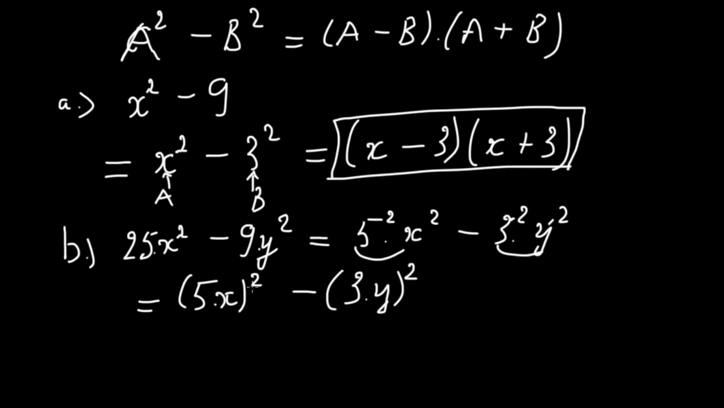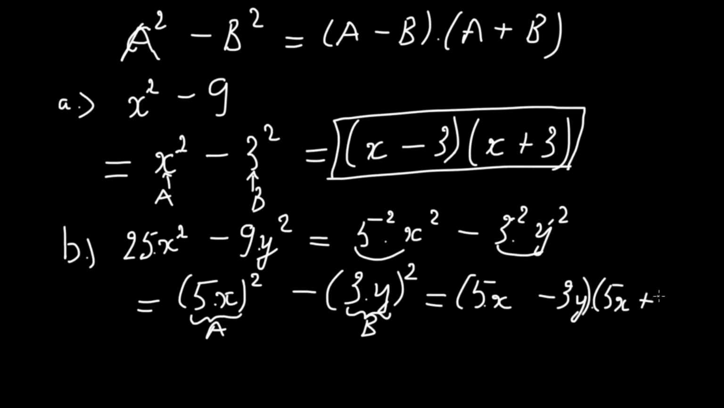Now you see this one is a, right? And this is b. We have the form a squared minus b squared. Now we just rewrite it as a minus b, which is 5x minus 3y, right? Times 5x plus 3y. And this is the final answer for question B.